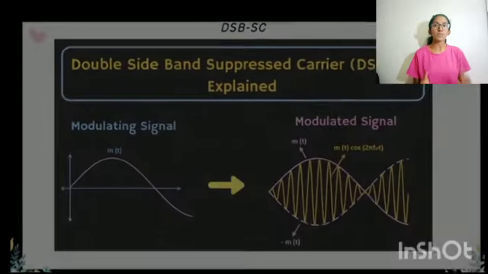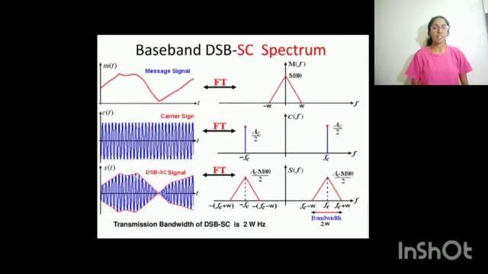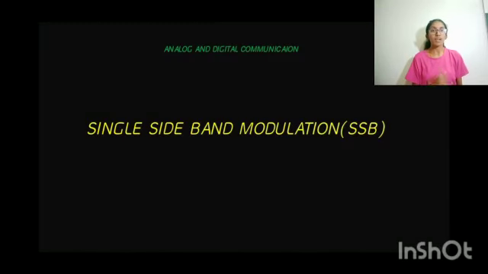Let us see the frequency spectrum of double sideband modulation, compared with conventional amplitude modulation. After modulation, the spectrum contains two sidebands: the USB, that is upper sideband, and the LSB, lower sideband. In amplitude modulation, the carrier signal is also transmitted along with the two sidebands, USB and LSB. If the message signal has a bandwidth B, the modulated signal requires a total bandwidth of 2B.